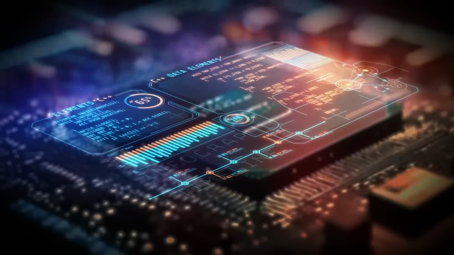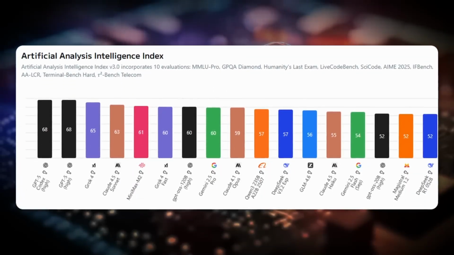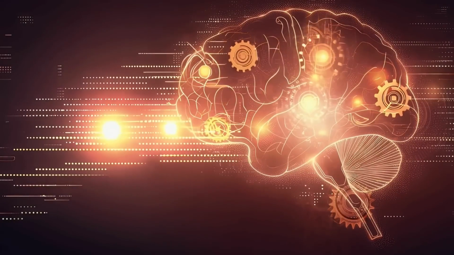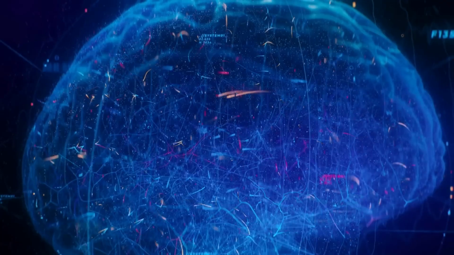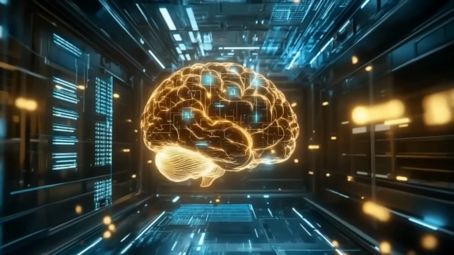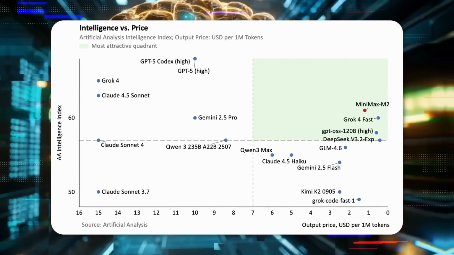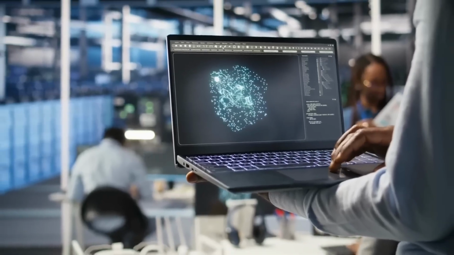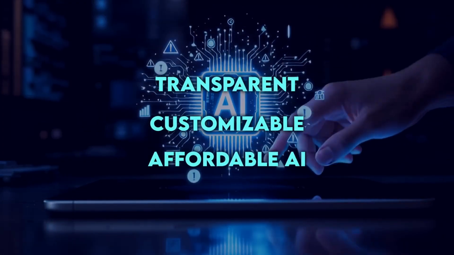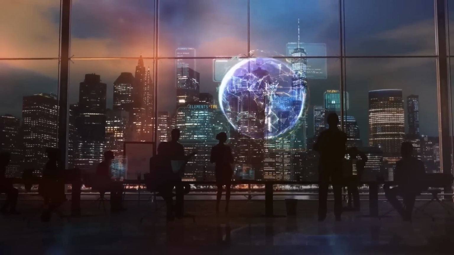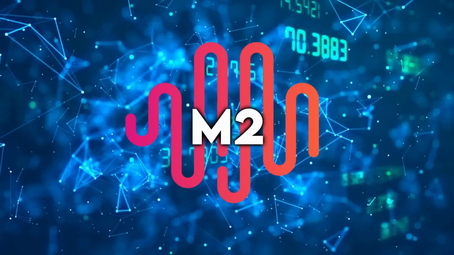In benchmarking data, M2 stands shoulder to shoulder with GPT-5 and Claude Sonnet 4.5 across tasks like AIME25, MMLU Pro, GPQA Diamond, Live Code Bench, and IF Bench. It's often just a few points behind, despite being open source and far cheaper to operate. That's exactly what enterprises want today. Transparent, customizable, affordable AI. Not just the smartest system, but one they can host themselves without compliance headaches or massive licensing fees. Minimax M2 checks every box.